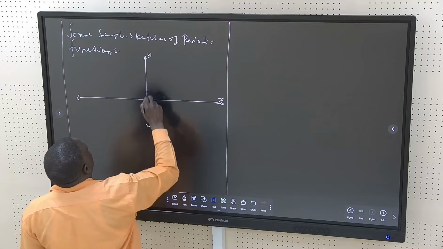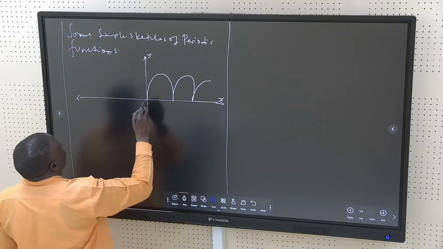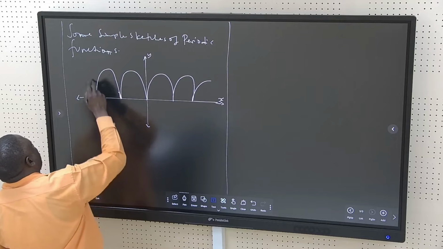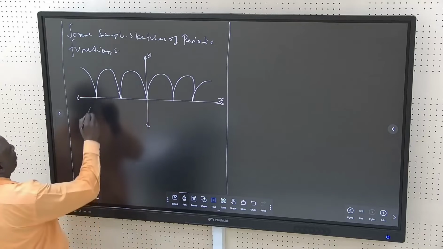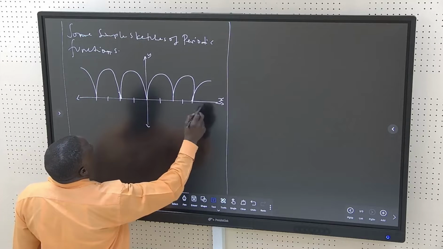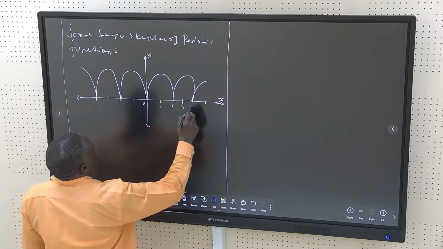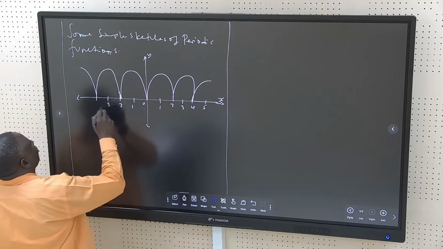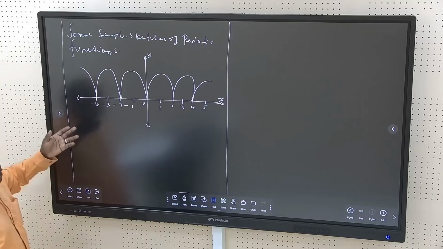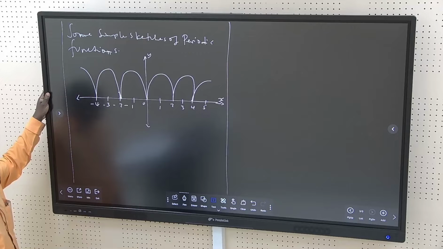A curve or a function can have a behavior of copying and repeating itself, like this one. This copies and pastes itself. You can see this is just one example of a function which has got a behavior of copying and repeating itself. So this can be 0, this can be 1, 2, 3, 4, 5, 1, 2, 3, 4. This is negative. So you can see this is a curve or a graph of a certain function which has got a behavior of copying and repeating itself.